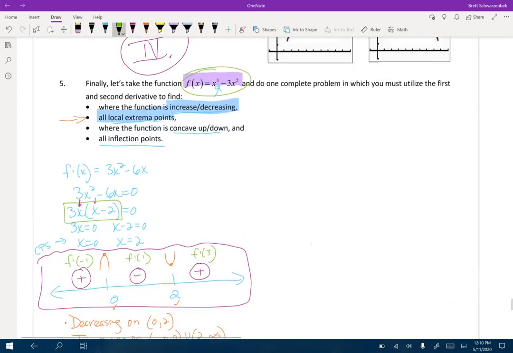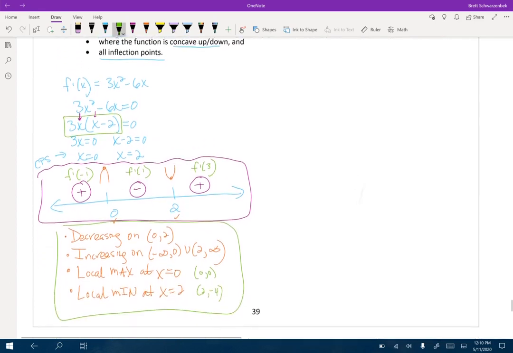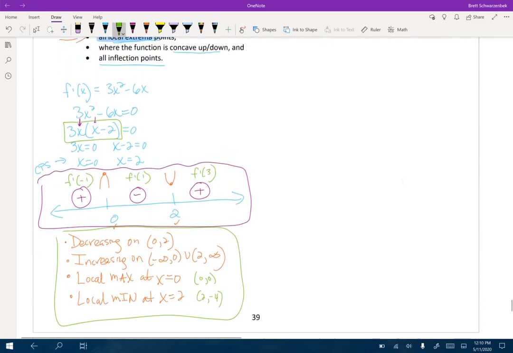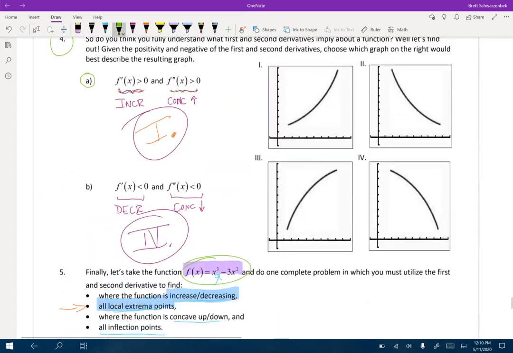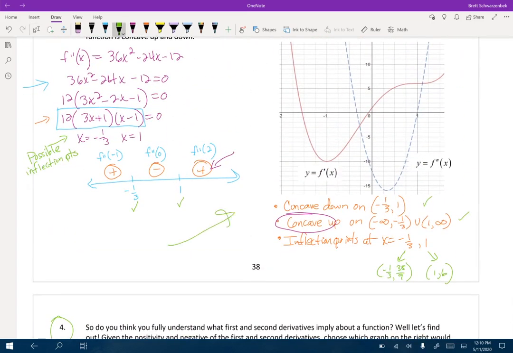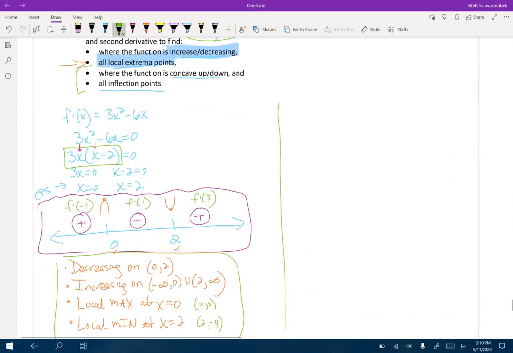Okay, so this is the first half of the answers. This is the important values that tell us where this graph increases and decreases and the local extrema. So then what about the second half of the problem? We need to determine concavity, and we have to determine inflection points. So here we go. We take the second derivative of this function. Take the derivative and get 6x minus 6. We set that equal to 0 and get x equals 1.